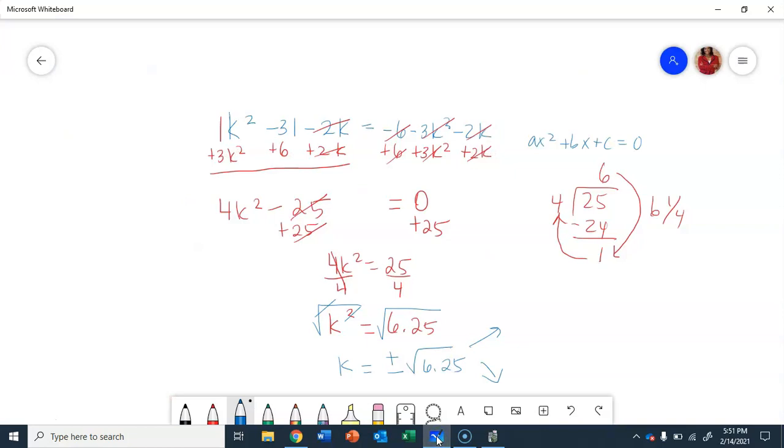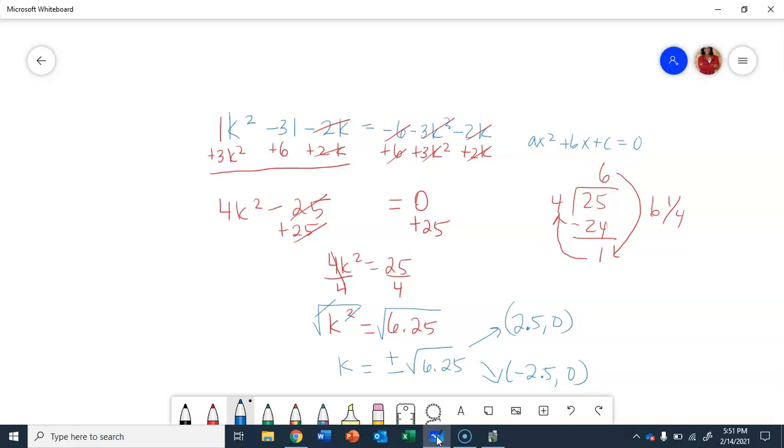Okay, so the solution to this is there is a positive, everybody look at that plus sign, positive 2.5 comma 0 is one x-intercept. Then there is a negative 2.5 comma 0. All right, those are your two x-intercepts.